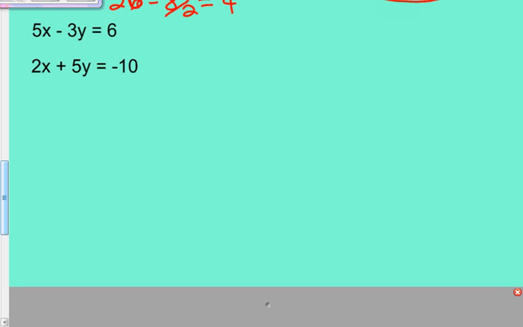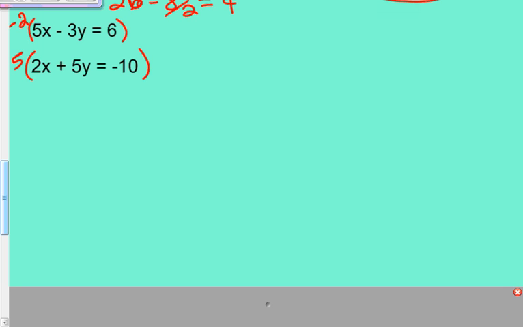In this situation, I think I'm going to choose to change my x's to have the common coefficients. So my top one, I have to multiply with a negative 2. And on the bottom, I'll use the positive 5. One will have to be negative, one will have to be positive.